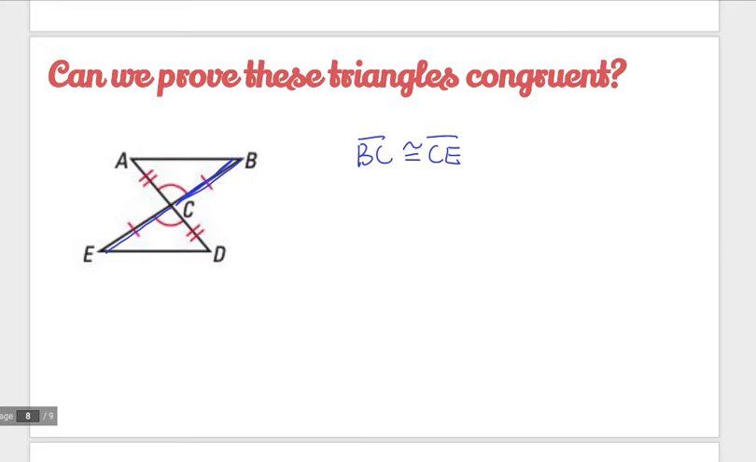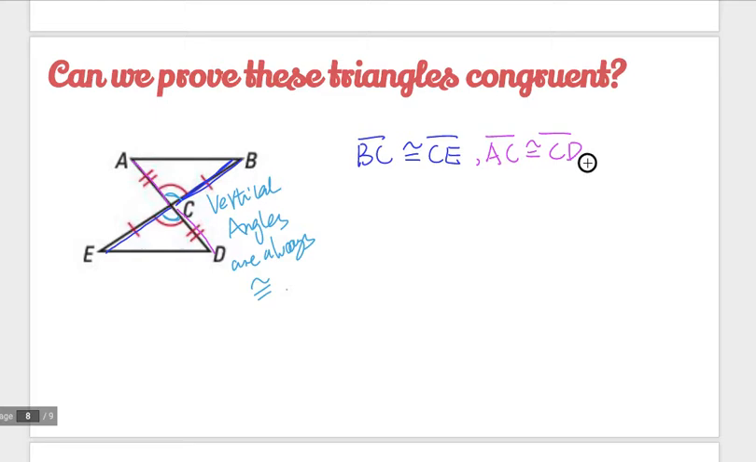And also we have AC is congruent to CD. So AC is congruent to CD. What other information do we have? Some students already noticed the angle. And if you really pause here, think about this. What type of angle are we talking about? Yes, you're right. It's a vertical angle, and we know vertical angles are always congruent.